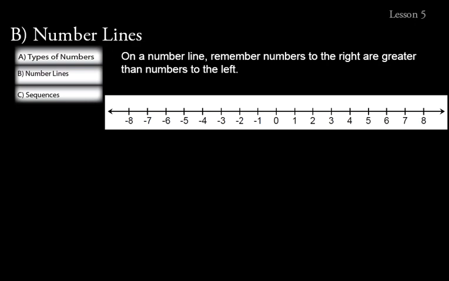Number lines are a useful tool for understanding signed numbers, meaning they have a plus or a minus sign in front of them, positive or negative. A common example of a negative number is temperature. Maybe you live somewhere where the temperature gets down to negative 10 degrees Fahrenheit or -5 degrees Celsius. Some kind of negative number. A lot of times we don't put a plus sign in front of a positive number. It's just understood it's positive if it doesn't have a minus in front of it.